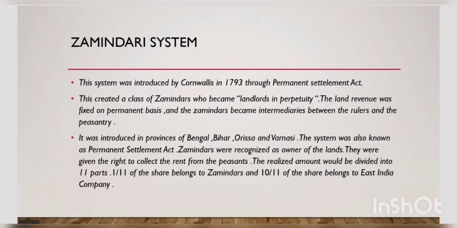Zamindars were recognized as owner of the lands. They were given the right to collect the rent from the peasants. The realized amount would be divided into 11 parts, that is 1 by 11 of the share belongs to zamindars and 10 by 11 of the share belongs to East India Company.